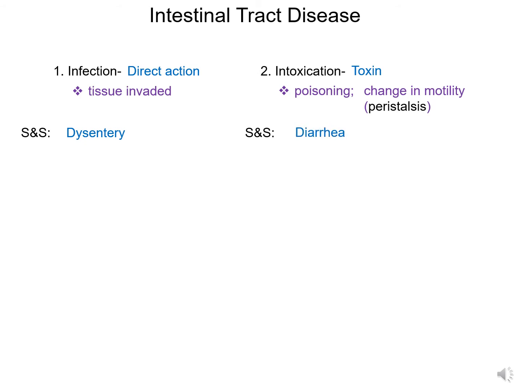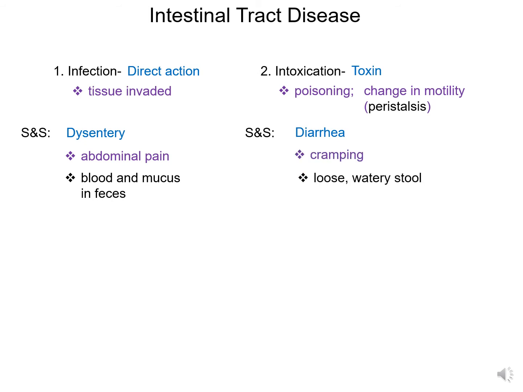Now, these two terms are not remotely related. When we look at dysentery, we're talking about severe abdominal pain, and this will hurt before, during, and after you defecate. We will see blood and mucus in the fecal matter. Now, when we look at diarrhea, it's loose, watery stool. You'll get some cramping, okay, but that cramping will go away once you defecate. And this loose watery stool is because we're not reabsorbing water and we've got a lot of fluid.